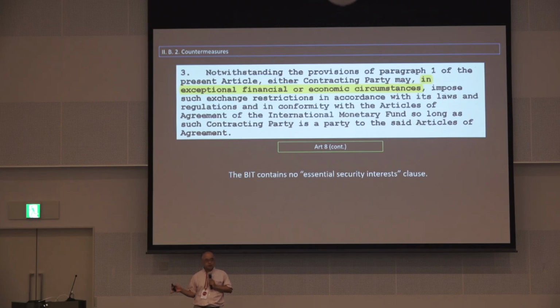Well, in exceptional situations, you can take some restrictive measures, but if you look at this, financial and economic circumstances, this exception applies only in cases of financial crisis, not the current situation. And this BIT investment treaty contains no essential security interest clause, no security exceptions. Therefore, it's extremely difficult to justify what the Japanese government is doing within the text of the BIT.